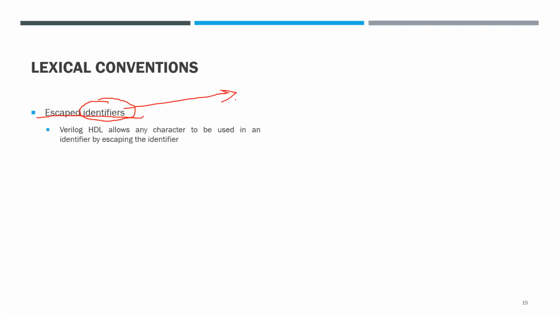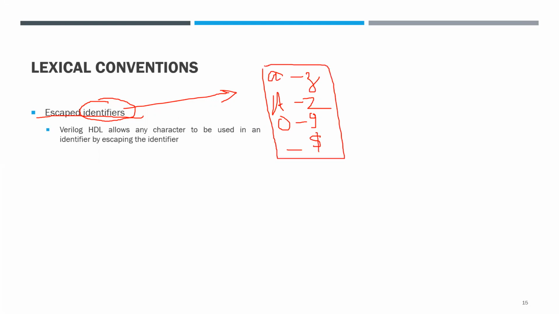Now, previously, what was the discussion? If I have to give a name to the identifier, it can be either alphabet a to z in lowercase or capital A to Z or numbers 0 to 9. So these are the possible combinations. And apart from that, you have underscore and dollar. So these are the possible characters which you can utilize to give the name tag to the identifier or to the variable what you want to name.